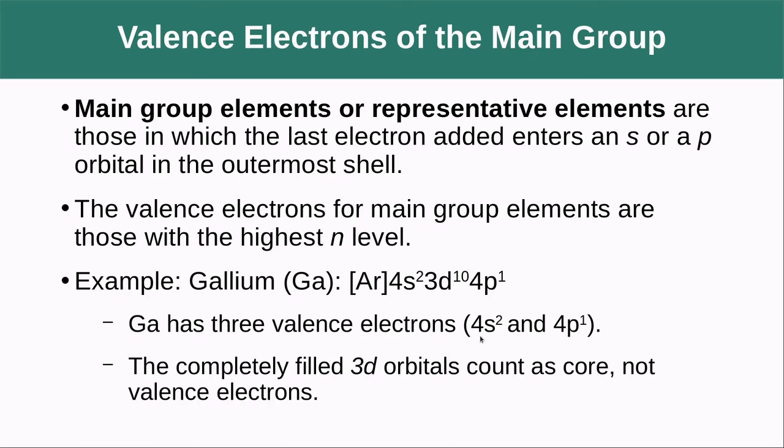Gallium has 3 valence electrons, the 4s2 and the 4p1. And a completely filled 3d orbital counts as the core, not valence. Okay? So it's the ones with the highest n levels. It's not always necessarily just the ones that we've written the furthest to the right.